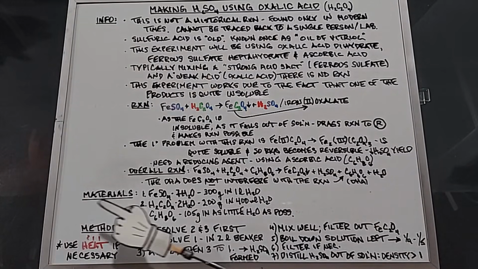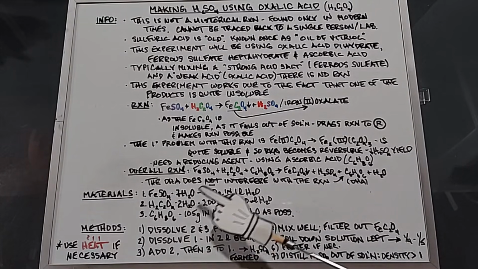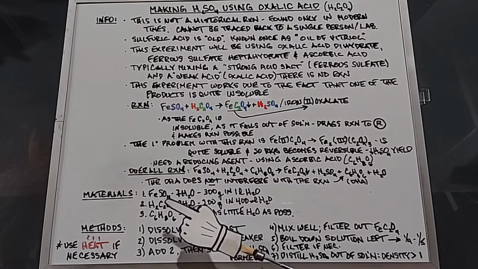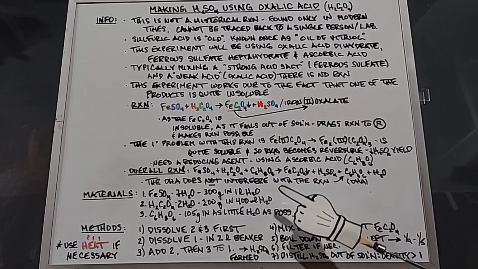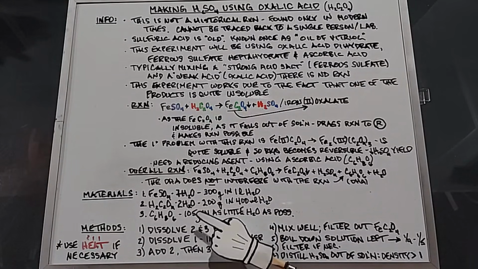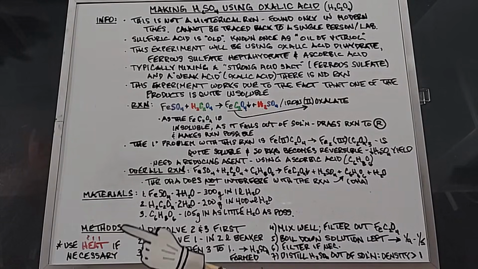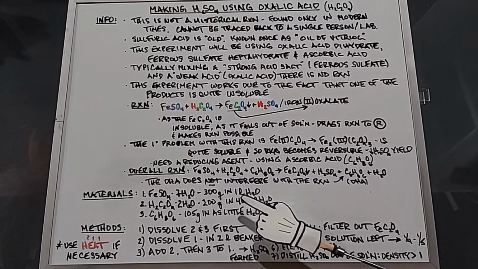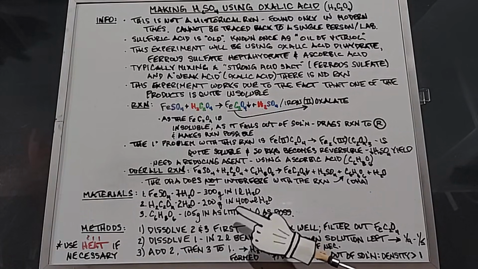In our materials, so we need our iron sulfate heptahydrate, 300 grams. We're going to dissolve that in 1 liter. We need our oxalic acid dihydrate, 200 grams dissolved in 400 milliliters of water. And we need our ascorbic acid, 105 grams dissolved in as little water as possible. Our methods, we're going to change things up just a bit. So number 1, here is dissolve 2 and 3 in their respective amounts of water as necessary. So these are both done and set aside.